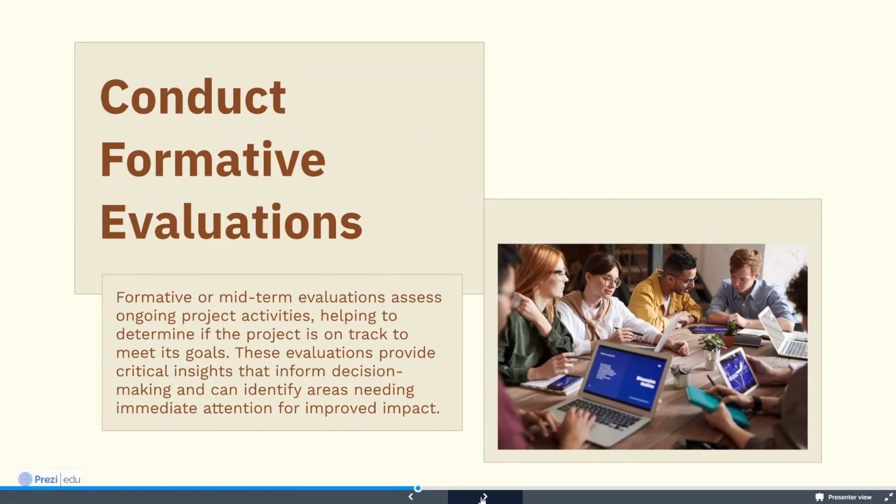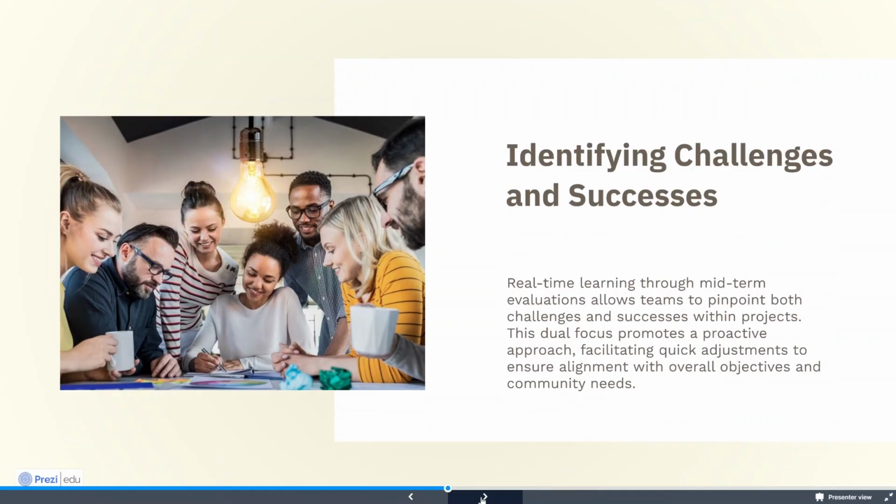Formative or midterm evaluation assesses ongoing project activities, helping to determine if the project is on track to meet its goals. This evaluation provides critical insights that inform decision making and can identify areas needing immediate attention for improved impact. Real-time learning through midterm evaluations allows teams to pinpoint both challenges and successes within projects. This dual focus promotes a proactive approach, facilitating quick adjustments to ensure alignment with overall objectives and community needs.